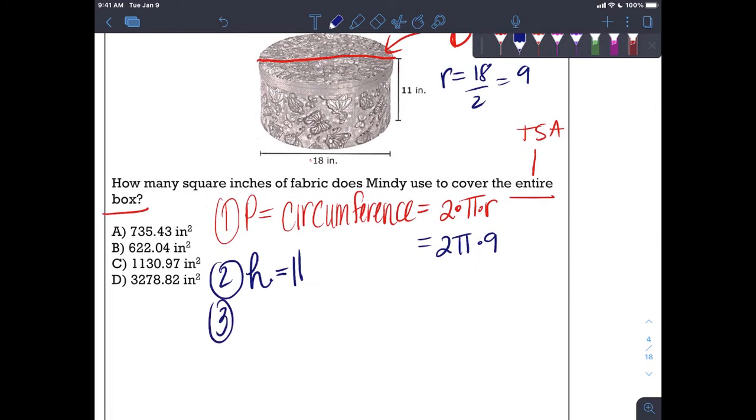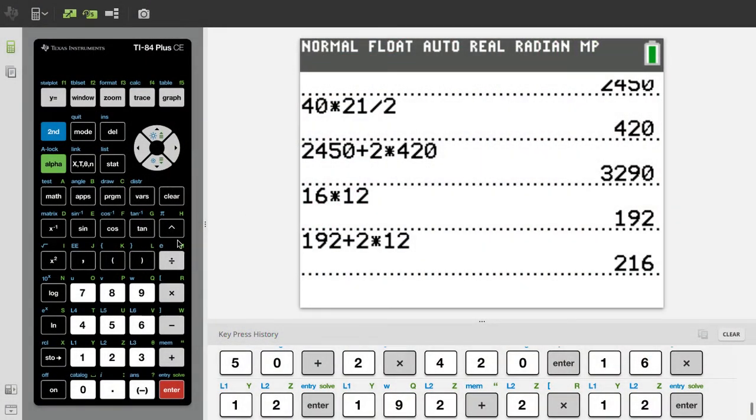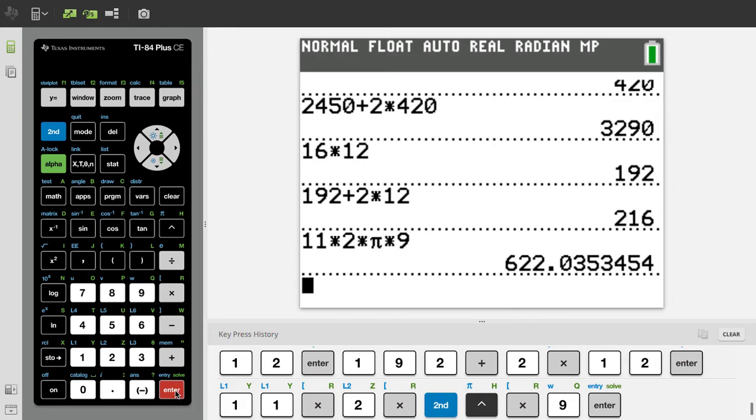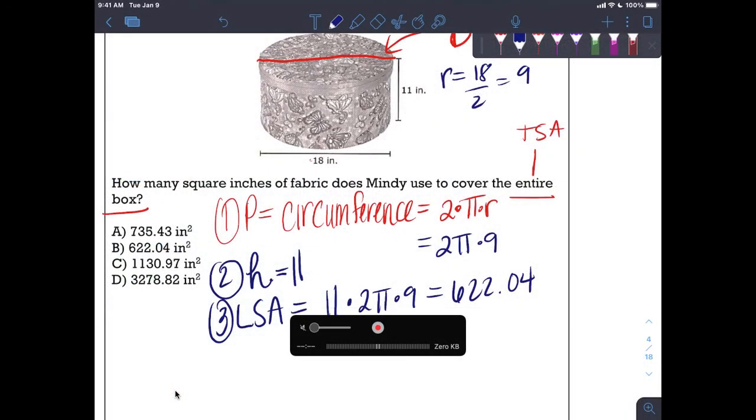Okay, number 3, my lateral surface area. I'm going to take those two items and multiply them together. And I'll go ahead and use my calculator. And I end up with a lateral surface area of approximately 622.04. Notice they're trying to trick us. They didn't ask about lateral, they asked about total. So we have to keep going.